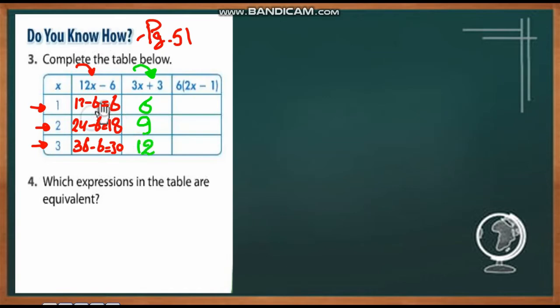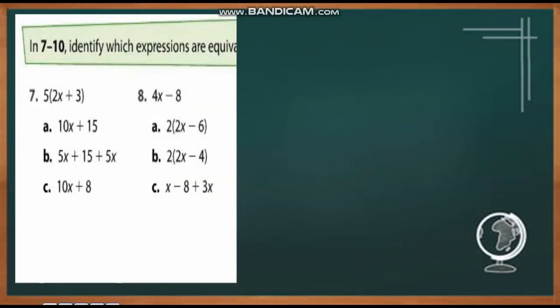Now let's find the value of the third expression when x equals 1. Substitute x by 1. We have here 6 times the quantity 2 times 1 minus 1, which is 2 minus 1 equals 1. So 6 times 1 equals 6. Substitute x by 2. 2 times 2 equals 4 minus 1 equals 3. 3 times 6 equals 18. Substitute x by 3. 3 times 2 equals 6 minus 1 equals 5. 5 times 6 equals 30.